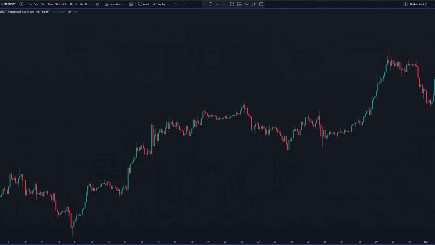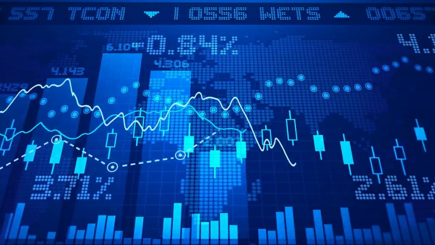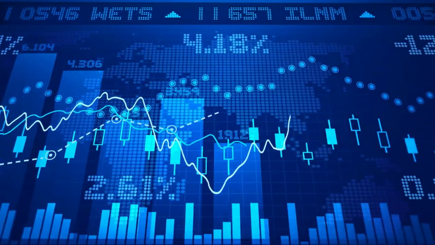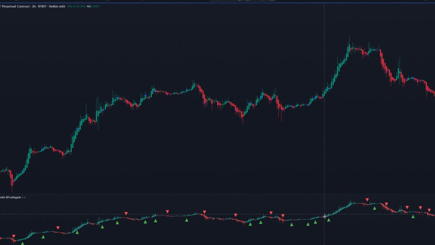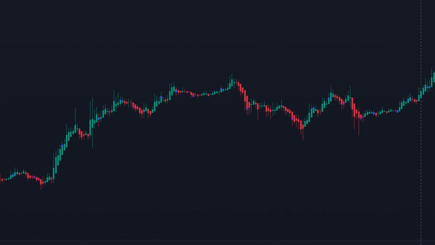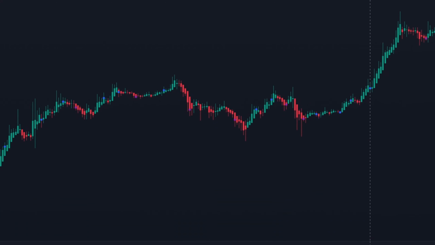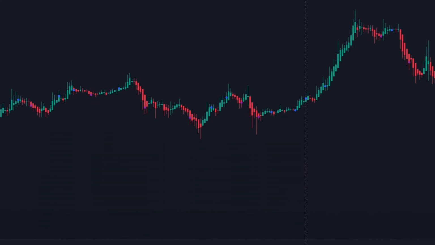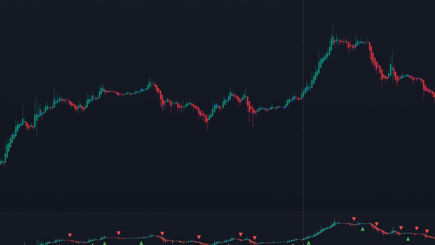Today's strategy will be based on the Heikin Ashi candles, which are a type of chart used in technical analysis to smooth out price action and make trends easier to identify. Unlike standard candlestick charts, Heikin Ashi candles calculate their open, close, high and low differently, averaging values to reduce market noise. This approach helps traders see overall trends more clearly by minimizing the impact of small fluctuations.